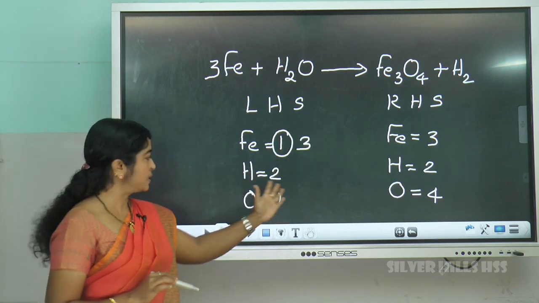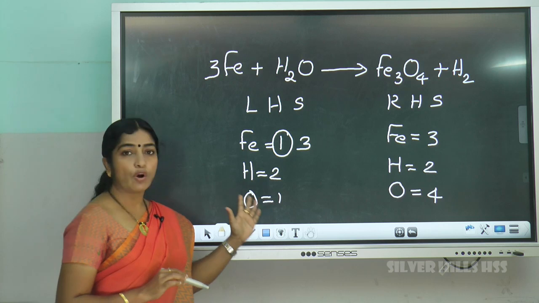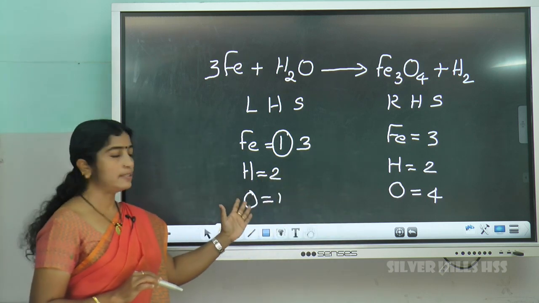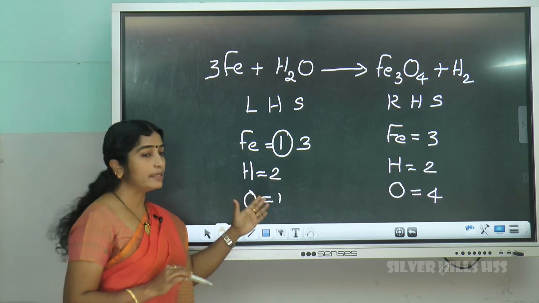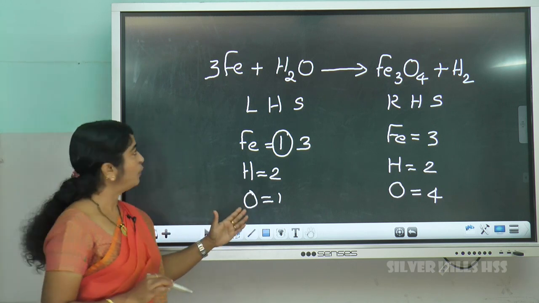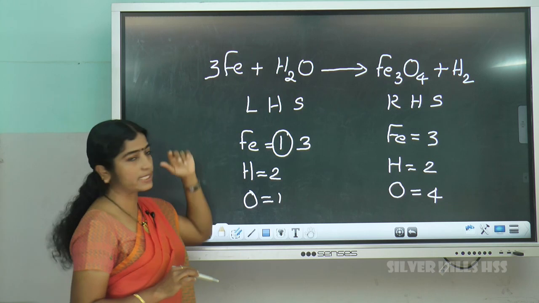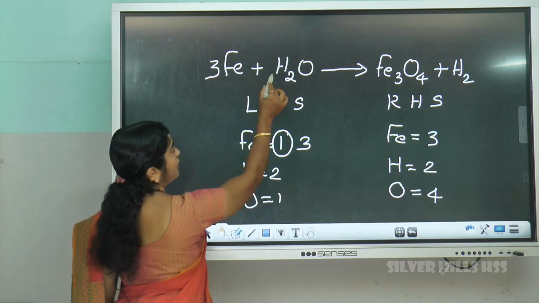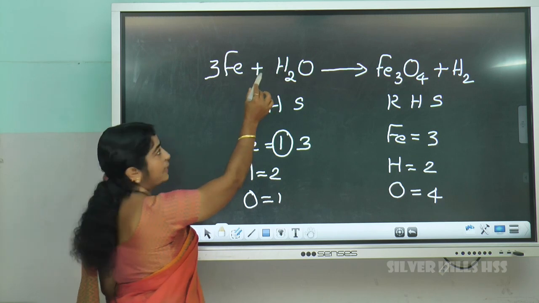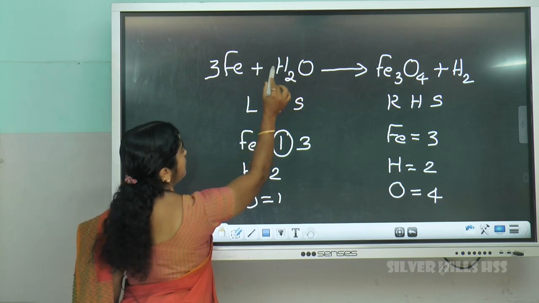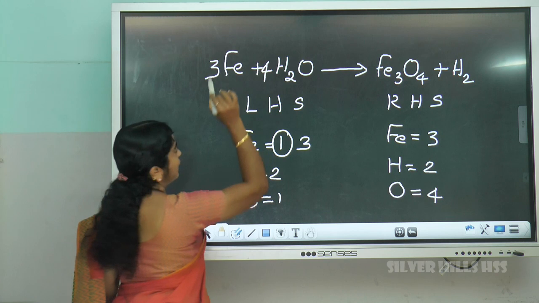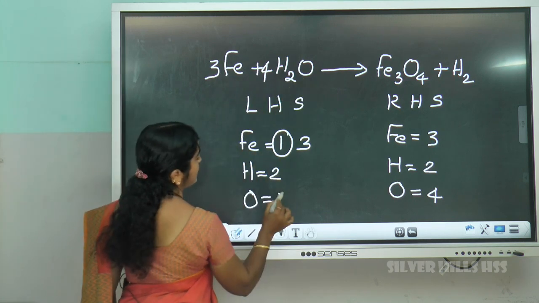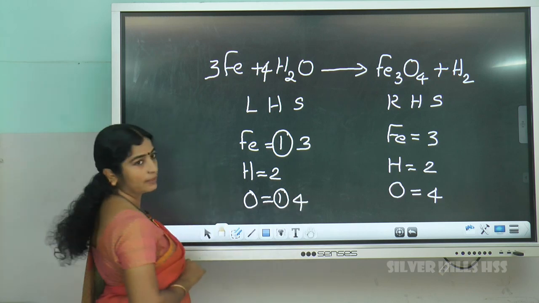Hydrogen is balanced. Then let us balance oxygen. On the RHS 4 are there. On the LHS oxygen is only 1. So we have to make it 4 to balance. How will you make 4 to balance oxygen? To get oxygen 4, where do you give the number? Only on the left side of water, right? To get oxygen 4, we put 4 on the left side of water. Now 4 into 1, oxygen became 4.